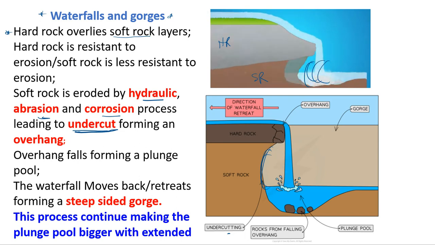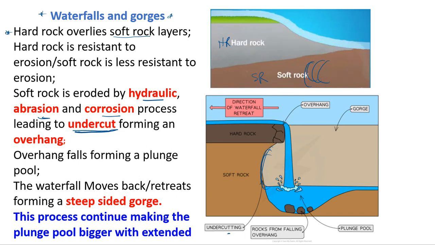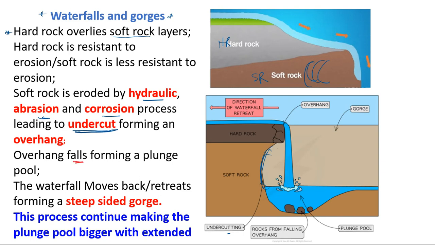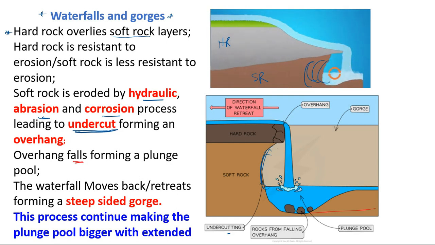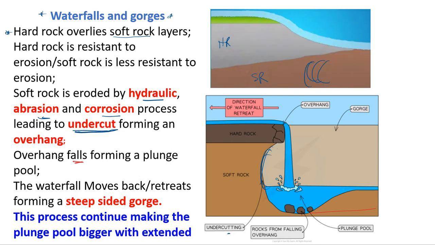So the impact that we now have is that the overhang will no longer have support. So it will now fall into what is called the plunge pool. So the deepest part of a waterfall here is the plunge pool. So once it falls into the plunge pool, you find out that these materials get into it. As it falls into the plunge pool, the waterfall will now retreat backward. As you see within this mini animation here, it will retreat backward, then the process will start again.